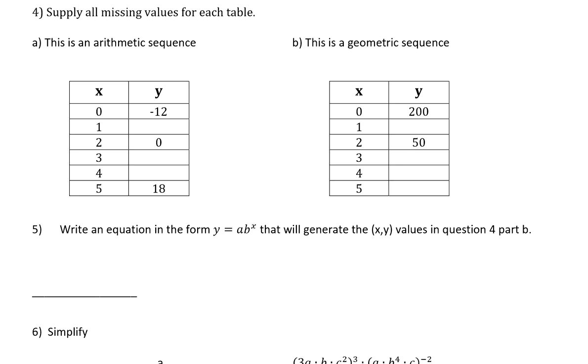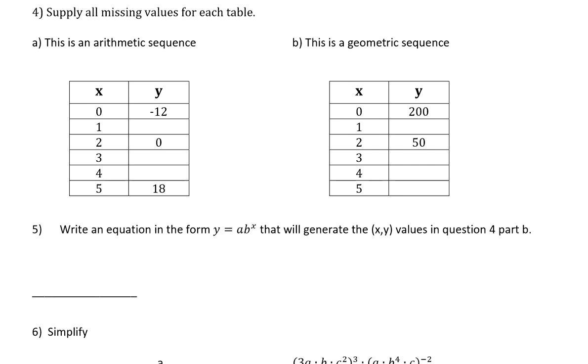Question 4 asks us to supply all missing values for two different tables. A tells me that this is an arithmetic sequence, and B says it's a geometric sequence. So remember, arithmetic sequences are generated by adding the same value. So as x increases by 1, we're going to keep adding the same number.